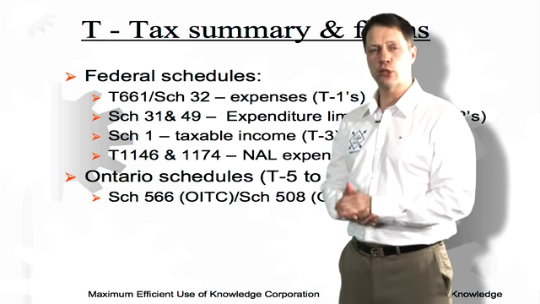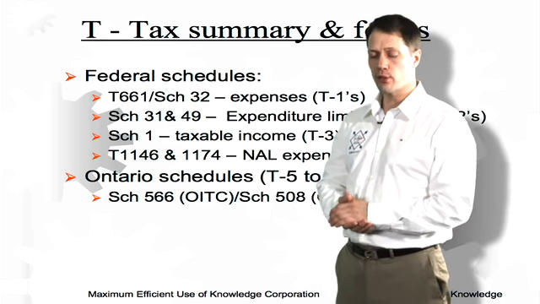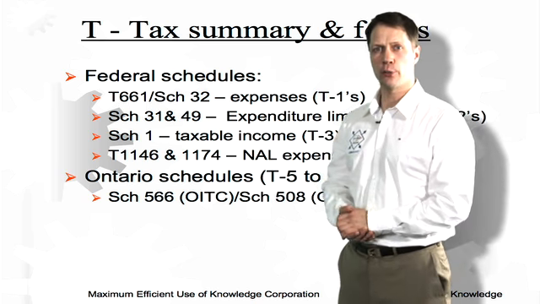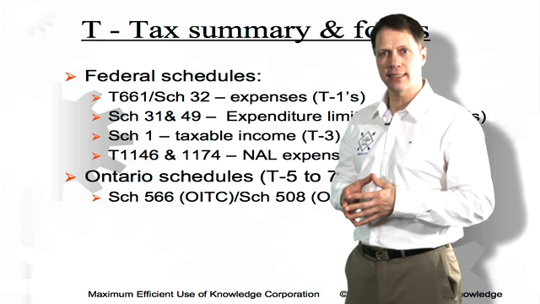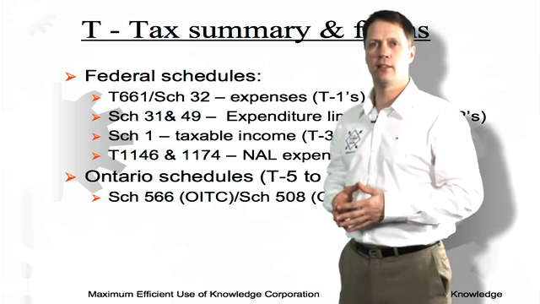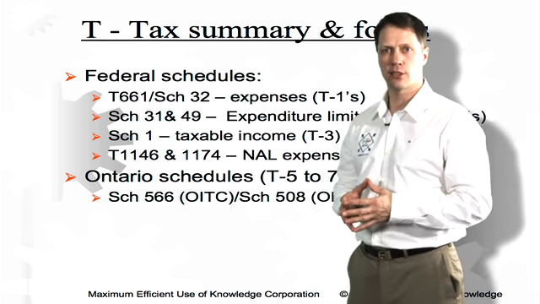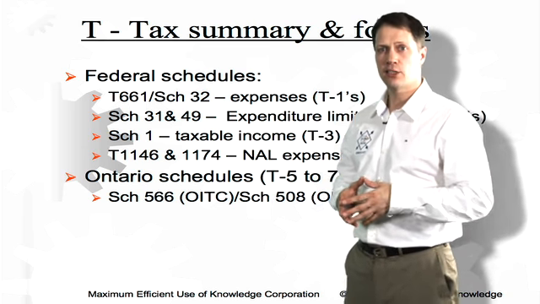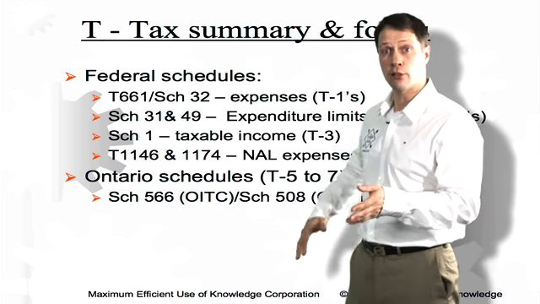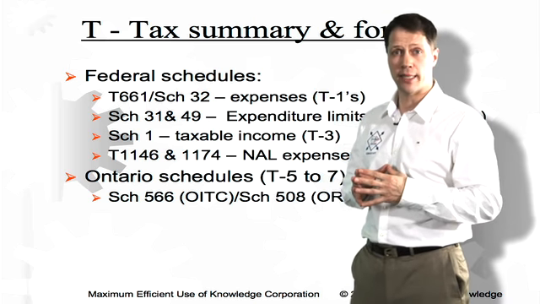The first of the federal schedules that we're going to examine is the form called T661, also referred to as Schedule 32. That's a summary of the actual SR&ED expenses and the amounts that are qualified to earn SR&ED tax credits. There's no actual tax credits calculated in the T661 form. It's just the expenses and the amounts that another form is going to use to calculate the credits themselves.